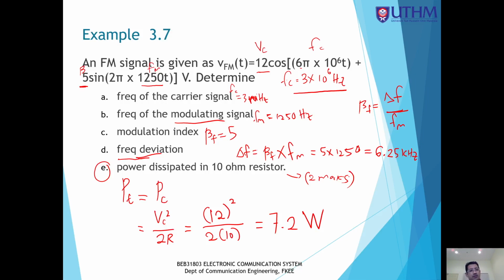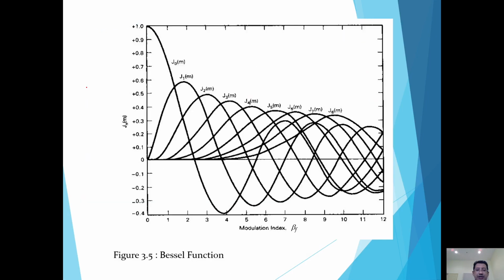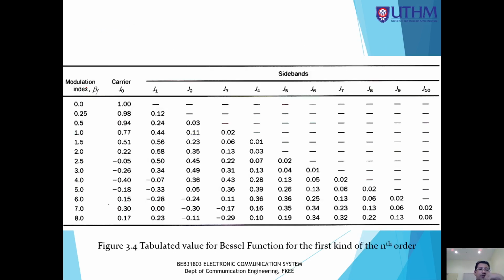If you want to use the long equation, that means you need to know the voltage for each of the spectrum. You see that the modulation index is equal to 5. So if you want to use the long equation, you need to refer to the Bessel table for modulation index equal to 5. So I go back to the Bessel table, modulation index equal to 5.